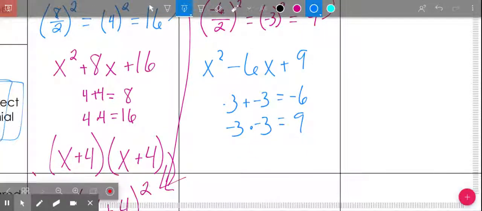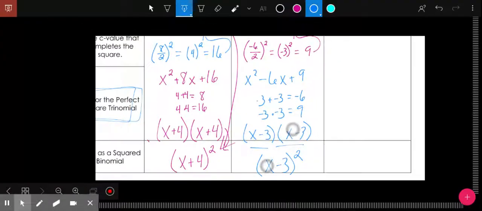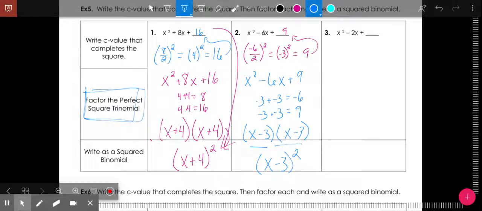And so we're going to rewrite this as x minus 3 and x minus 3. And now, anytime we have the same binomial twice, we can write it as x minus 3 squared. And that's our goal, is that we have this because we're going to end up taking the square roots of those tomorrow.